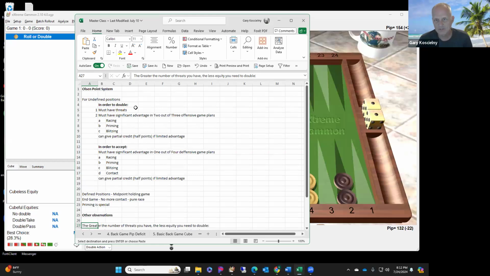Undefined. What's an undefined position? Well, it's not a defined position. So defined positions are things like midpoint holding games, end games, no contact games, racing games. And he makes priming games special, but priming has a different way of looking at it. And we've seen this before in some of the other cube sections we've gone over.